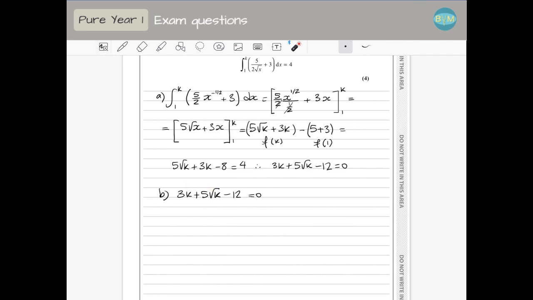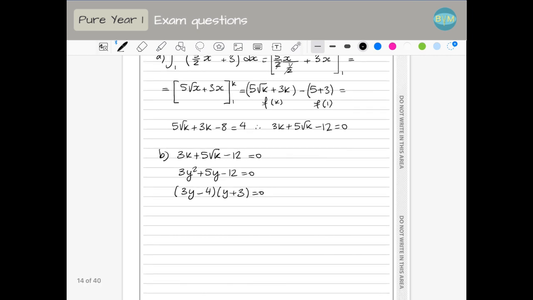So this is k to the power of 1/2. When I square k to the power of 1/2, I get k. So this is like having 3y squared plus 5y minus 12, or x if you prefer, equal to 0. So I'm just going to factorize that quadratic. When I factorize that quadratic, I have 3y minus 4 multiplied by y plus 3 equals 0. If I write again with k, what I have is 3 root k minus 4 multiplied by root k plus 3.